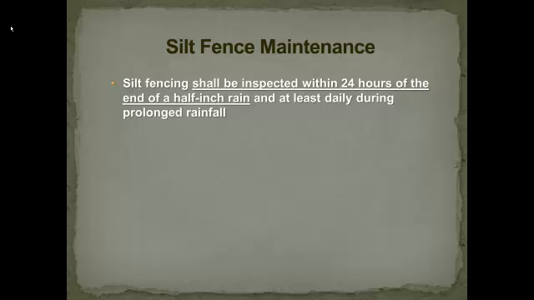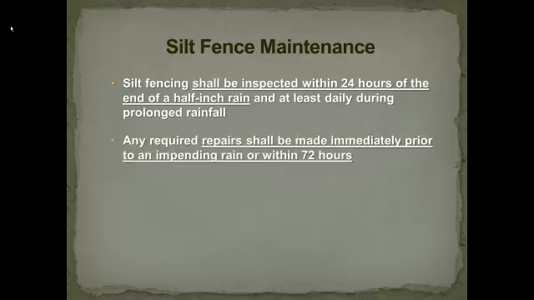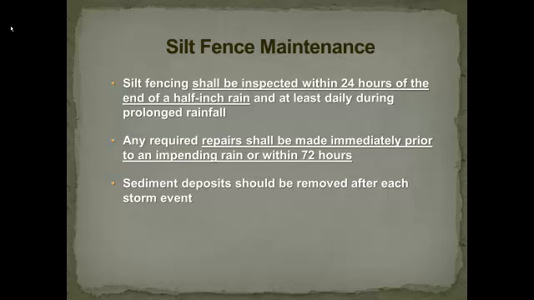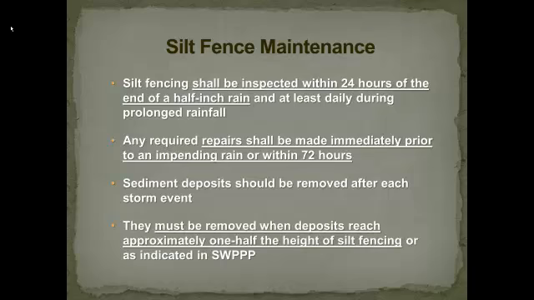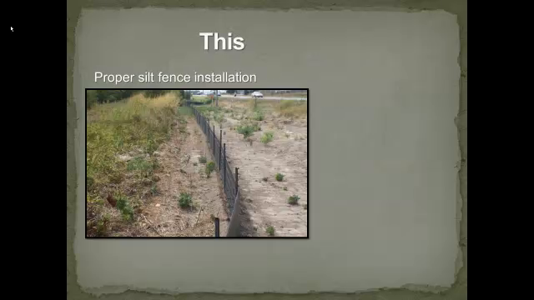Additional silt fence maintenance includes inspecting the silt fences within 1 day at the end of each rainfall event of a half-inch or more, and daily during prolonged rainfall. If possible, any silt fence repairs should be made before a predicted rain event, but must be completed within 3 days after the end of the rainfall event. Sediment that has been trapped should be cleaned out after each storm and must be removed once it reaches half the height of the silt fence or as indicated in your site's SWPPP.